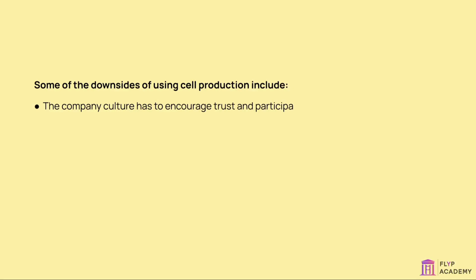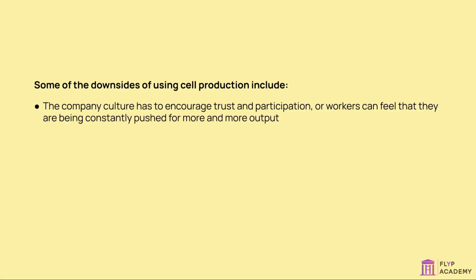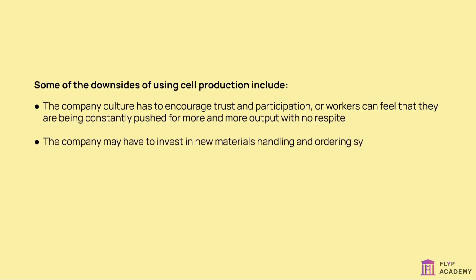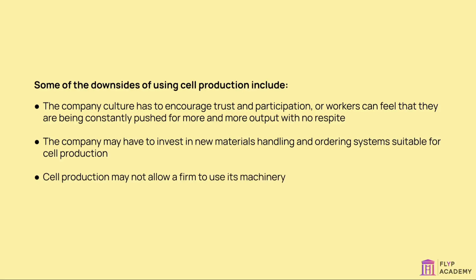Some of the downsides of using cell production include: the company culture has to encourage trust and participation, or workers can feel that they are constantly being pushed for more and more output with no respite. The company may have to invest in new materials handling and ordering systems suitable for cell production. Cell production may not allow a firm to use its machinery as intensively as in traditional flow production.